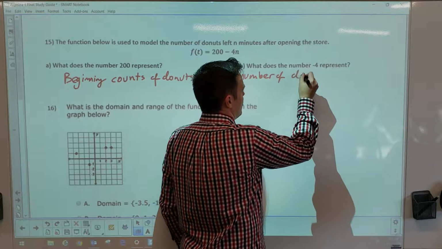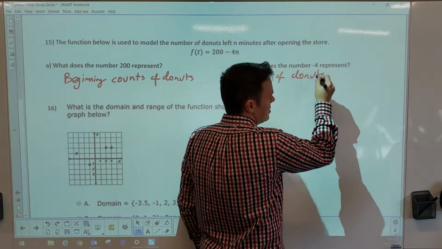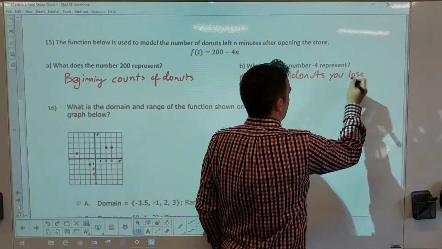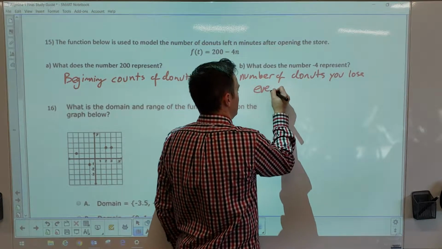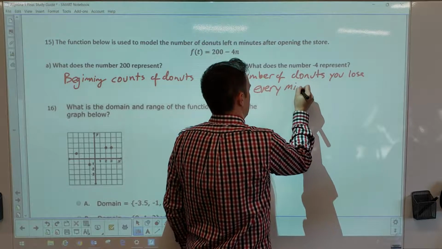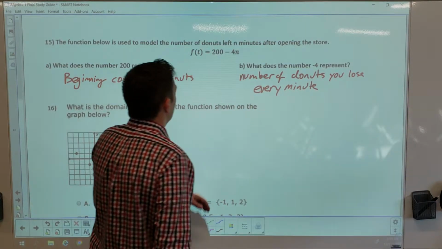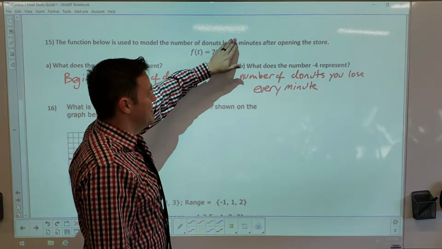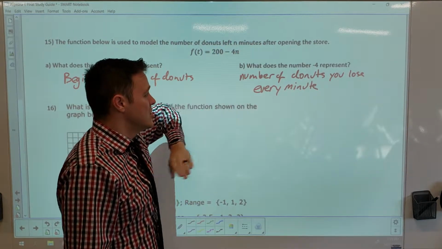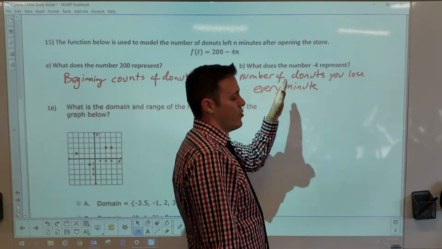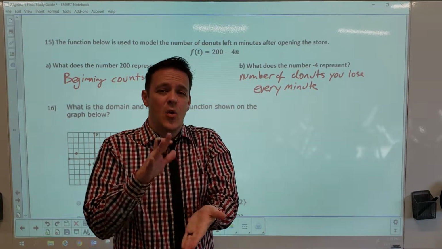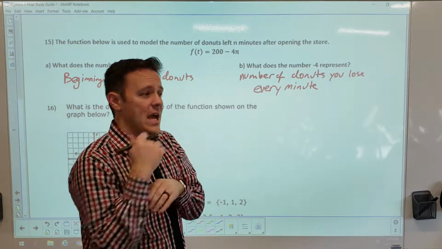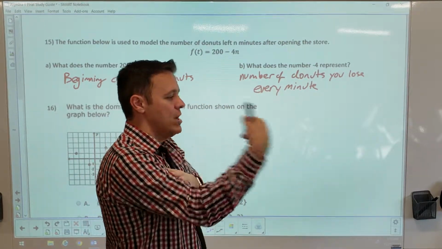And I do want you to write it down like this. You lose every what? Every minute. Because it said up here that n is the number of donuts left n minutes after opening. So it would be the number of donuts you lose every minute. Make sure you know what it represents in terms of that connotation. It's not every hour, not every day. In this case, it's every minute.